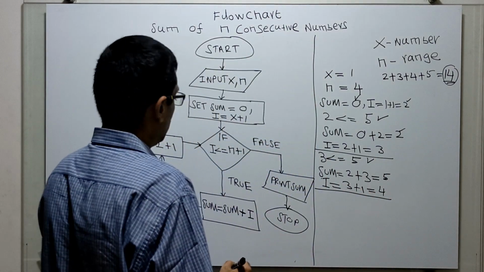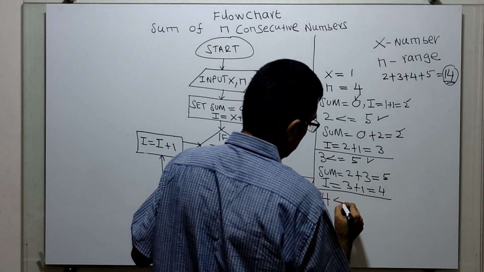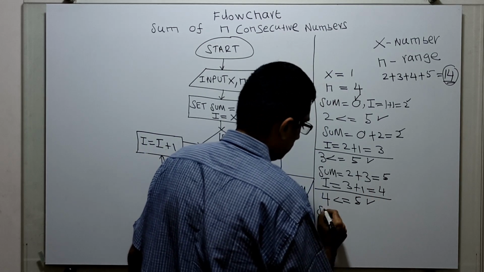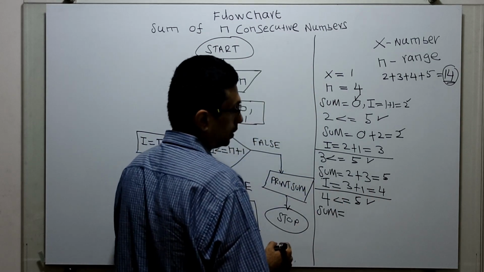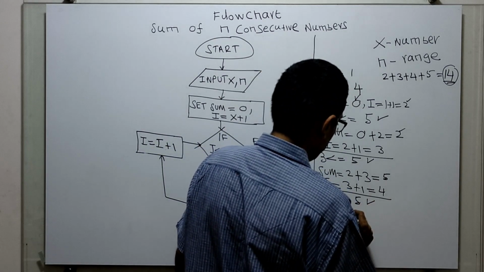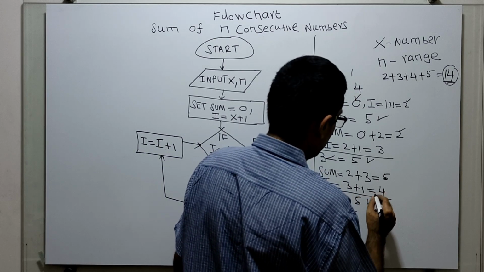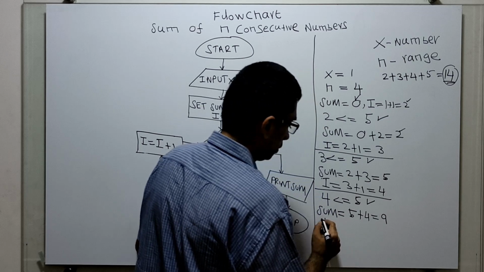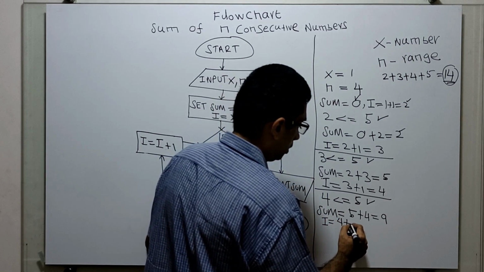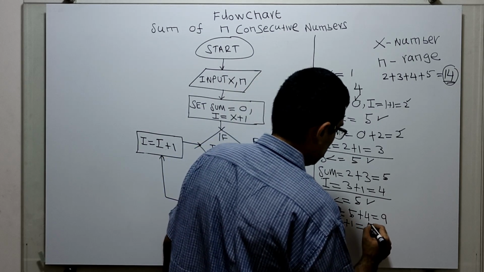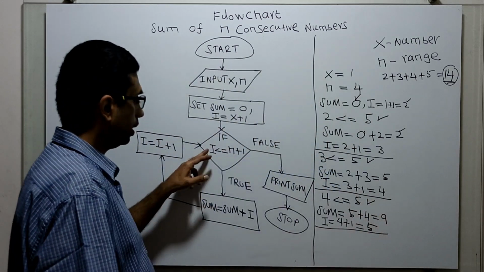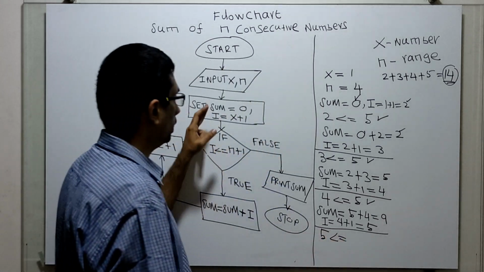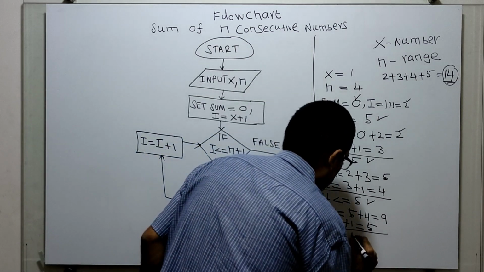So next iteration, I am checking the value of I, 4 less than or equal to n plus 1, that is 5. Condition is true. Sum equal to existing value of sum, 5, plus value of I which is 4, which is equal to 9. I am incrementing I by 1. So I equal to 4 plus 1 which is equal to 5. Next iteration, I am checking the condition: 5 less than or equal to n plus 1. n is 4, 4 plus 1 which is 5. 5 less than or equal to 5.